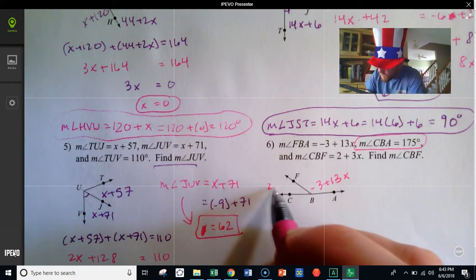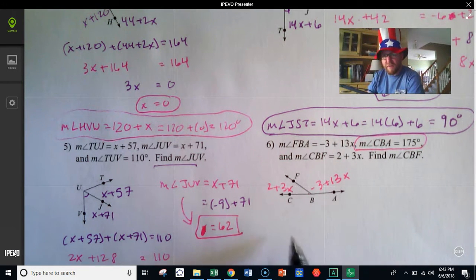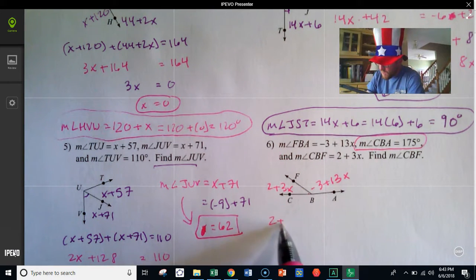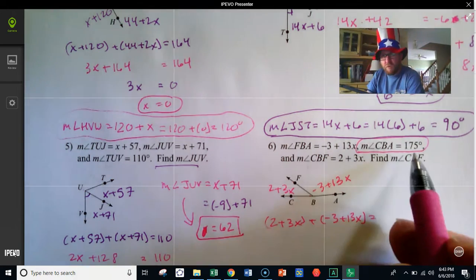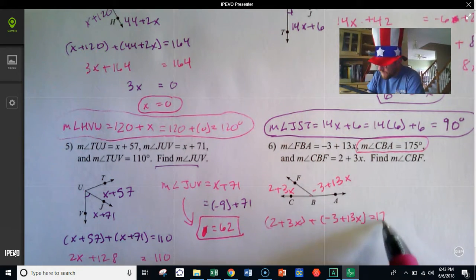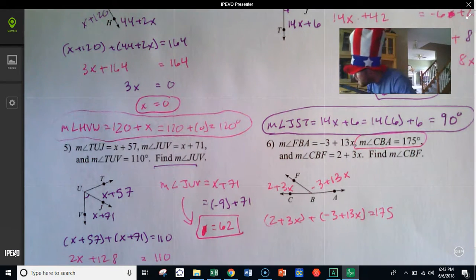So we got 2 plus 3x. Okay, so we're going to add these together. 2 plus 3x plus -3 plus 13x equals a total of 175. So let's see, we'll do some combining of like terms here.